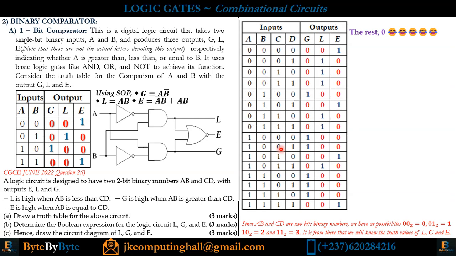So guys, you saw how easy it is. The base is for you to understand this. You have to understand this, dear students, because from here you can easily deduce what AB is, and you can easily deduce what CD is. And once you have AB and CD, the comparison becomes very easy. You simply identify the cases where G will give you 1, where L will give you 1, and where E will give you 1.